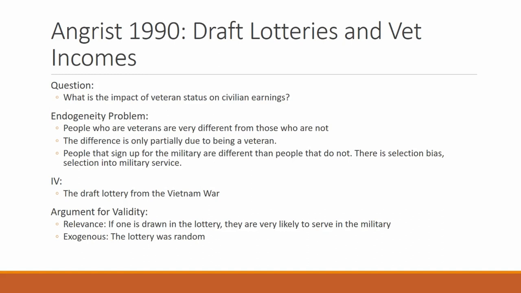Because the draft was random, they used the draft as an instrumental variable. The draft itself should have no effect on people's incomes, except by the fact that the draft causes an impact on whether or not people serve in the military. And so here's the basic idea. They use the draft as an instrumental variable, and they can make a strong argument that this instrumental variable is going to satisfy the assumptions of the instrumental variable approach.